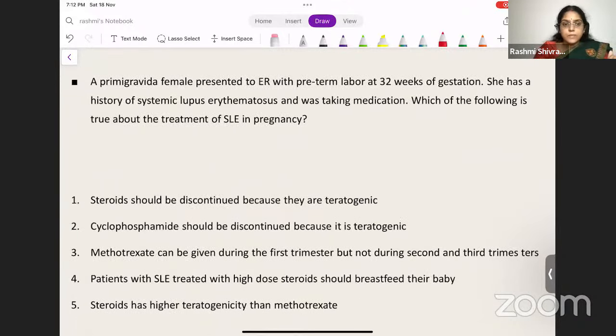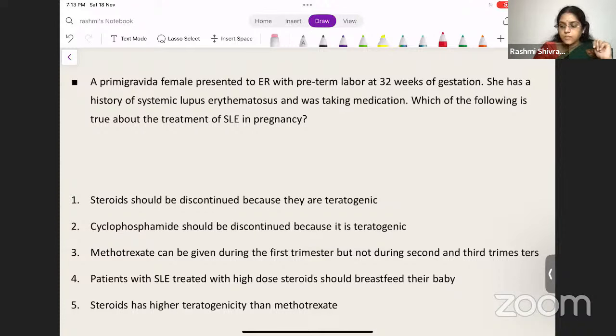A primigravida presented to the ER with preterm labor at 32 weeks of gestation. She has a history of systemic lupus erythematosus and was taking medication. Which of the following is true about treatment of SLE in pregnancy? Steroids should be discontinued because they are teratogenic. Cyclophosphamide should be discontinued because it is teratogenic. Methotrexate can be given during the first trimester but not during the second or third trimesters. Patients with SLE treated with high dose steroids should breastfeed their baby. Steroids have higher teratogenicity than methotrexate.